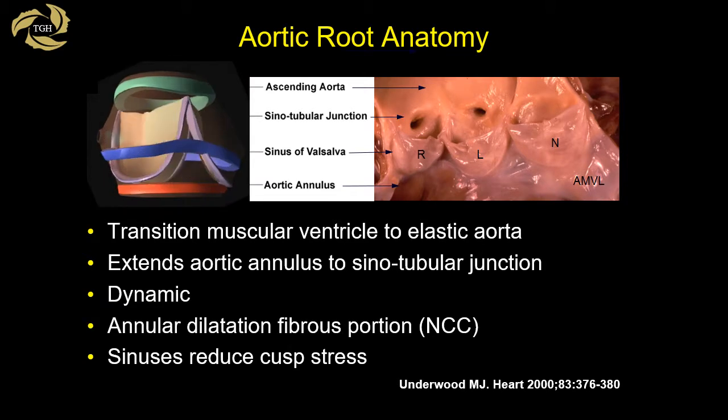For the relevance of this talk, I will just highlight a few points. The aortic root is dynamic, changing dimensions and position throughout the cardiac cycle. The annulus dilates mostly around the fibrous support, with asymmetrical dilatation of the non-coronary sinus. The sinuses of Valsalva are important to aortic valve function by reducing stress of the aortic valve cusps.